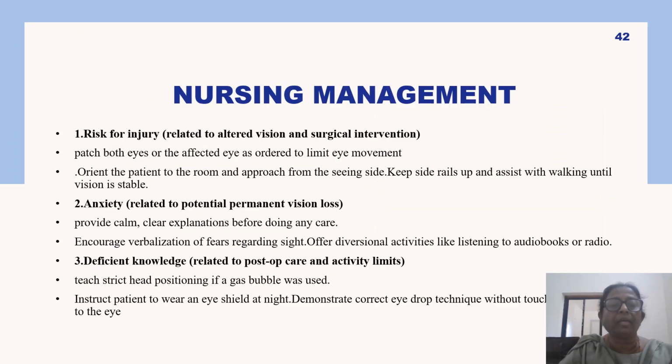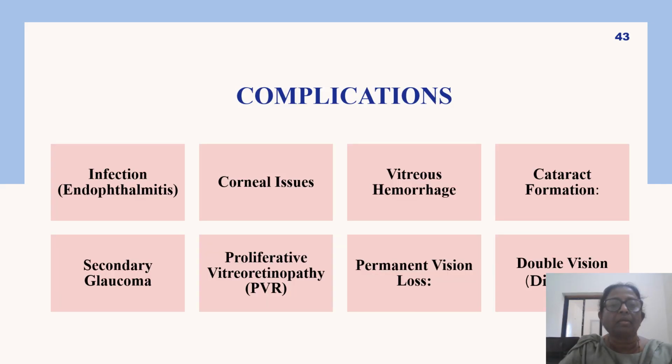Nursing management, nursing diagnoses: risk for injury related to altered vision and surgical intervention; anxiety related to potential permanent vision loss; deficient knowledge related to posture care and activity limits. Complications are infection and endophthalmitis, corneal issues, vitreous hemorrhage, cataract formation, secondary glaucoma, proliferative vitreoretinopathy, permanent vision loss, and double vision or diplopia.